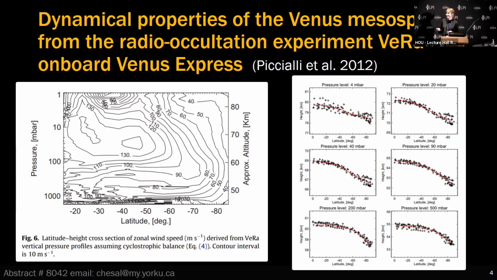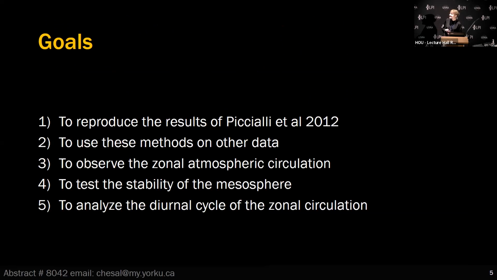So the goals of this study were to reproduce the results of Piccioli 2012 and to use these methods on the Akatsuki data set, to observe the zonal atmospheric circulation and to test the stability of the mesosphere and the upper troposphere. And then we wanted to analyze if there is a diurnal variation of the zonal circulation.